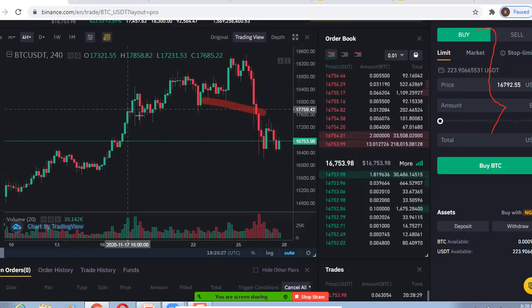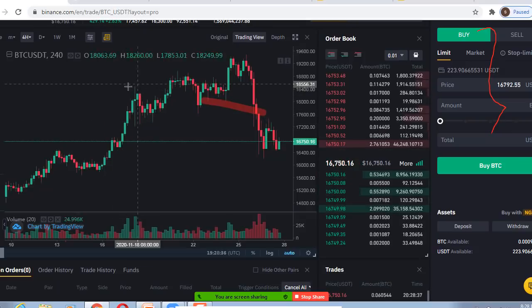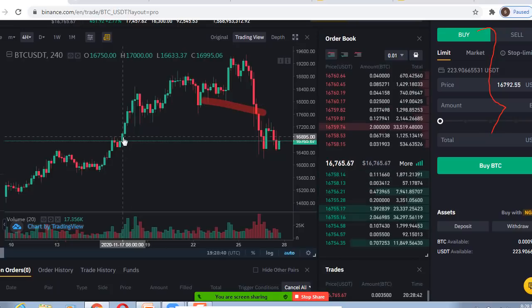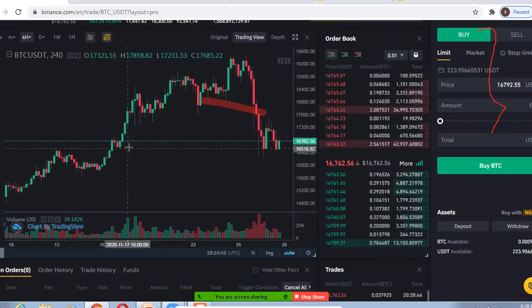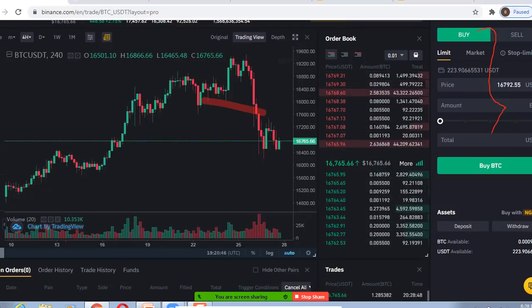Okay. Now, another thing you can do is that since price is moving up, you can as well set a limit sell higher, so that if price moves to that point, it will execute. You can as well trail as the price is going up. You can be shifting your price up using stop limit.